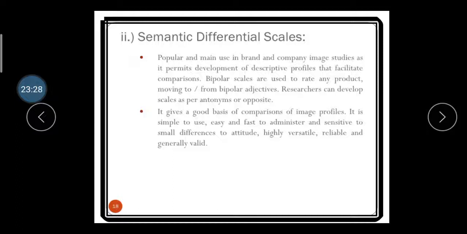We just saw it in the example. So bipolar scales are used for this, and moving from the bipolar adjectives, researchers can develop scales, antonyms and opposites. It gives a good basis for comparison of the image of the profiles, and it is simple to use, easy, fast to administer, sensitive to small differences in attitude, highly versatile, reliable and generally valid. It is very simple and easy and you can generally understand it.